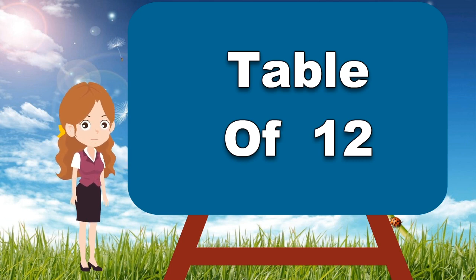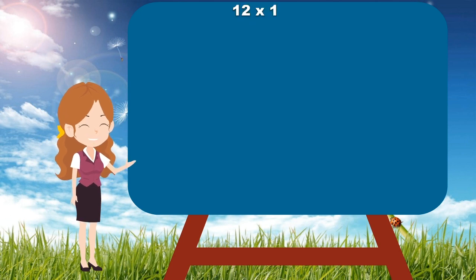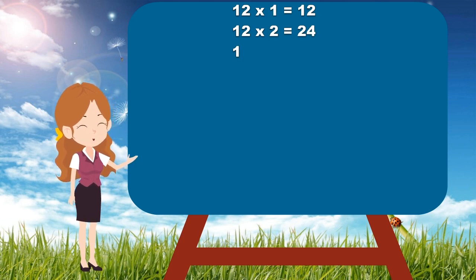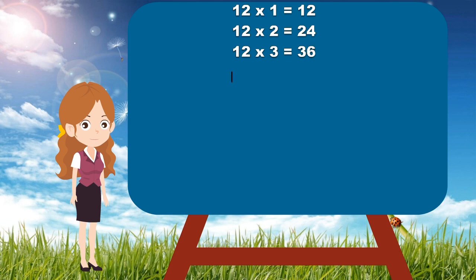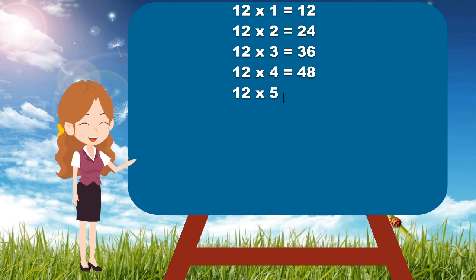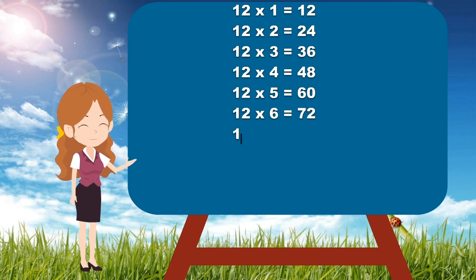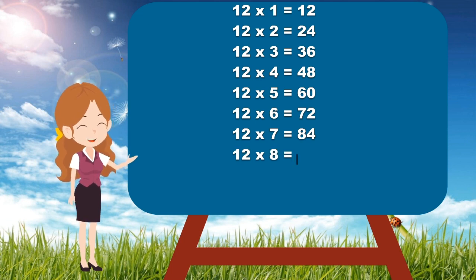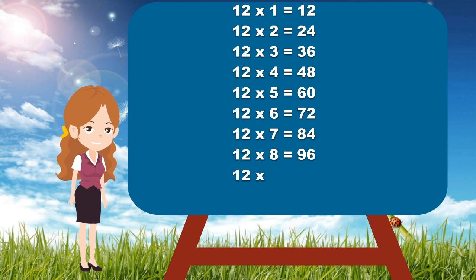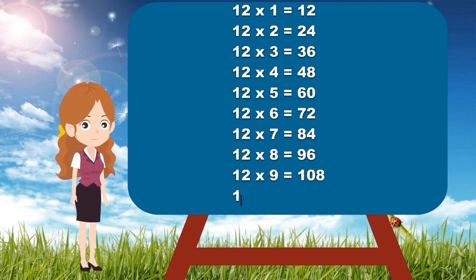Let's start. 12 ones are 12, 12 twos are 24, 12 threes are 36, 12 fours are 48, 12 fives are 60, 12 sixes are 72, 12 sevens are 84, 12 eights are 96, 12 nines are 108, 12 tens are 120.